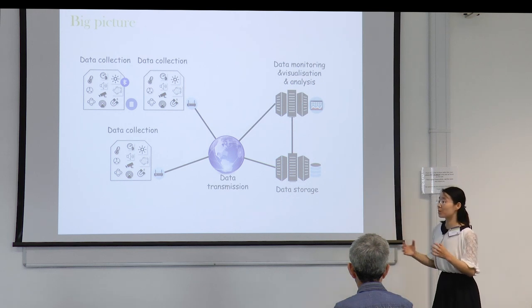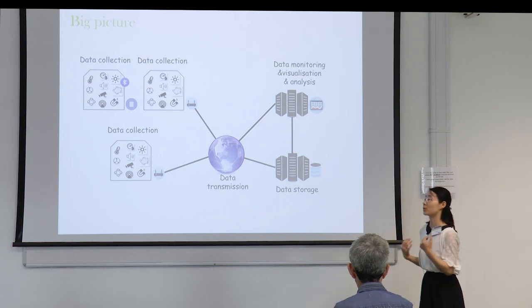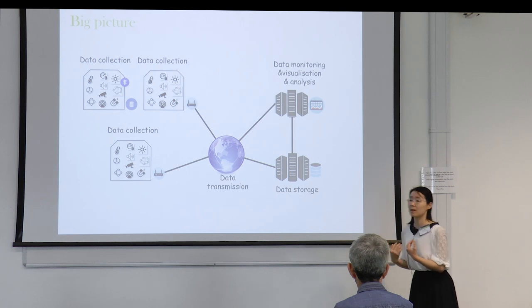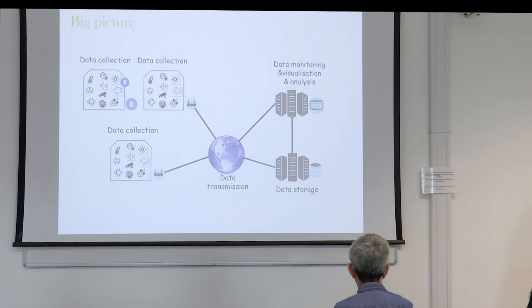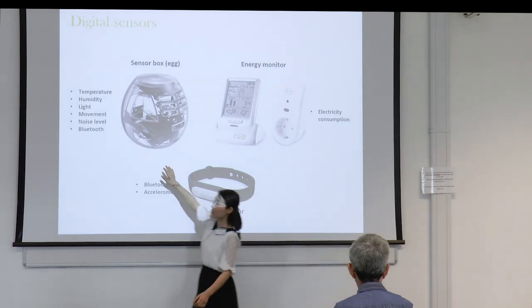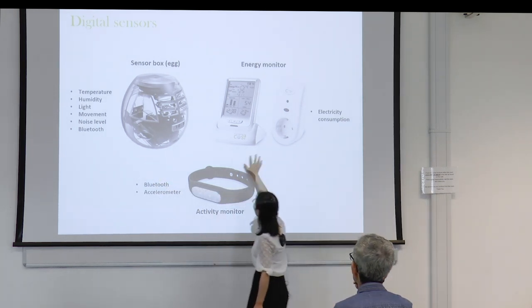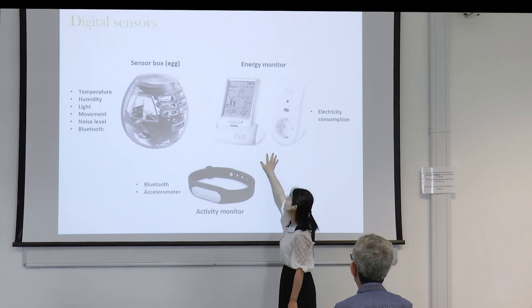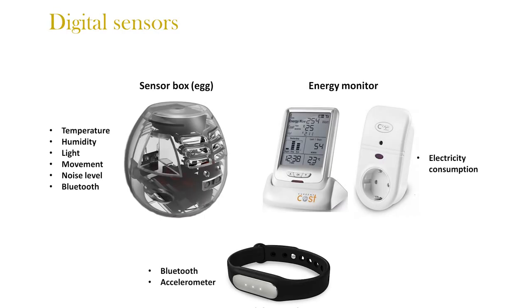Encryption is really important for us because we transmit data to our data server in real time. So this is the sensor box that was just demoed. And we also have another type of sensor, the energy monitor, which we developed ourselves. And this one is an off-the-shelf product.